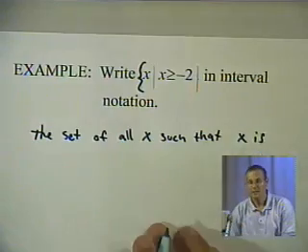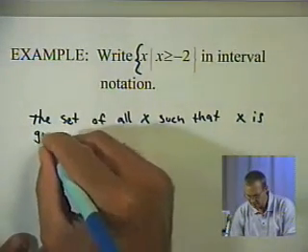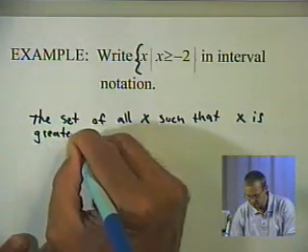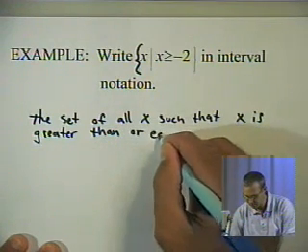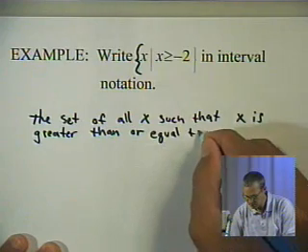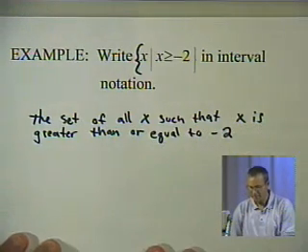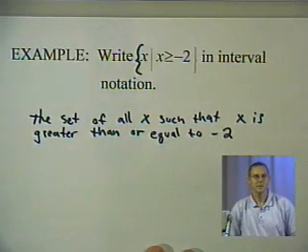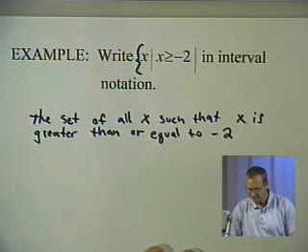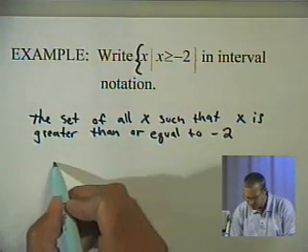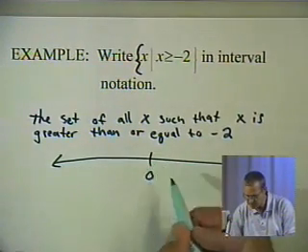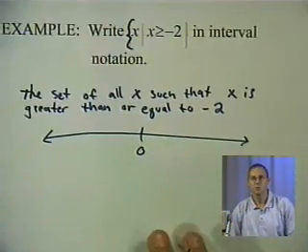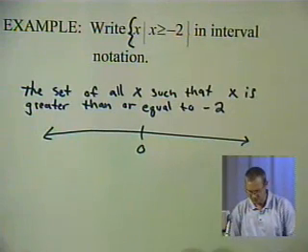x is greater than or equal to negative 2. Okay? And we want to write the interval notation for this set. The first thing I like to do is just graph it. It doesn't ask us to graph it, but sometimes it's easier to find the interval notation once you draw a graph of the situation here.